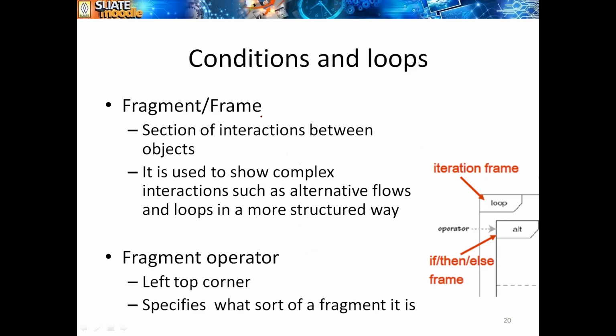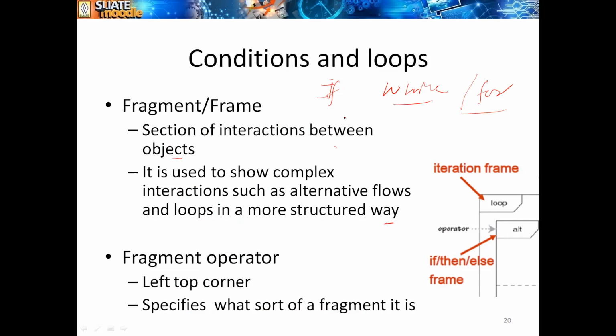Conditions and loops: the fragment frame. Condition means an if condition, and looping means a while loop, right? You have good knowledge now. A fragment is a section of interaction between objects. It is used to show complex interactions, such as alternative flows and loops, in a more structured way. The fragment operator is in the left top corner, and it tells what sort of fragment it is.